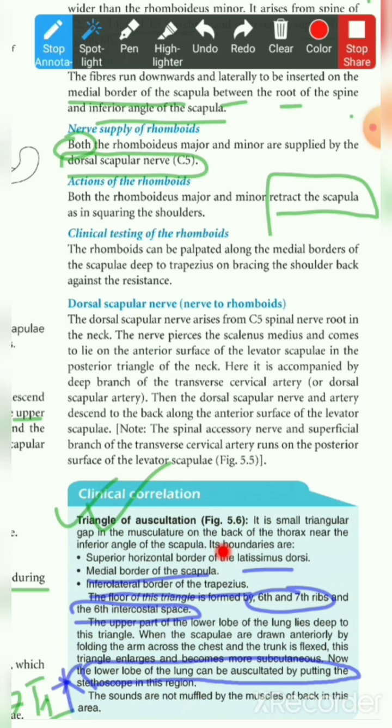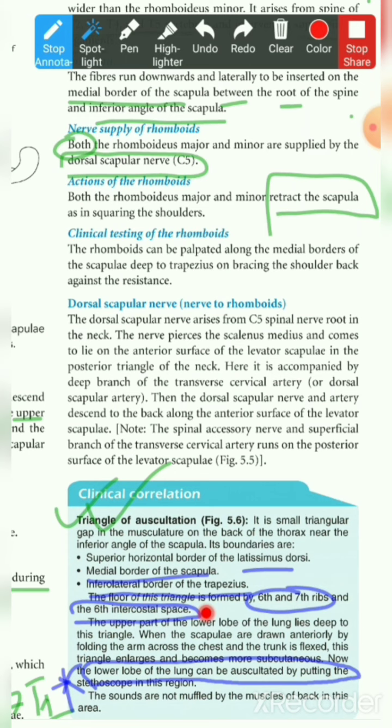So let's see what its boundaries are. It is formed by the superior horizontal border of the latissimus dorsi, the medial border of the scapula, and the inferior lateral border of the trapezius muscle. The floor is formed by the sixth and seventh ribs, so the space will be the sixth intercostal space.